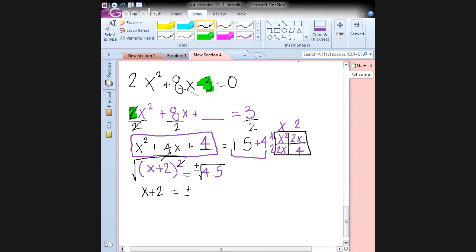I'm going to go ahead and take that square root now. The square root of 4.5 gives me 2.121320344. That is way too long of a decimal, so I'm just going to leave it as the square root of 4.5. I'm not going to change it.